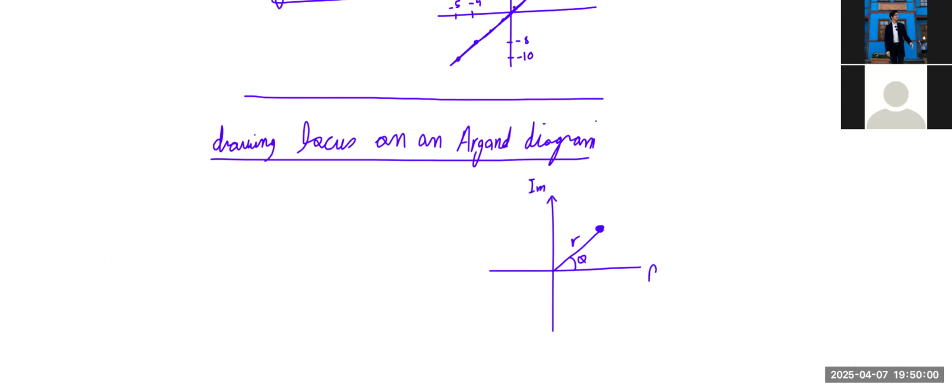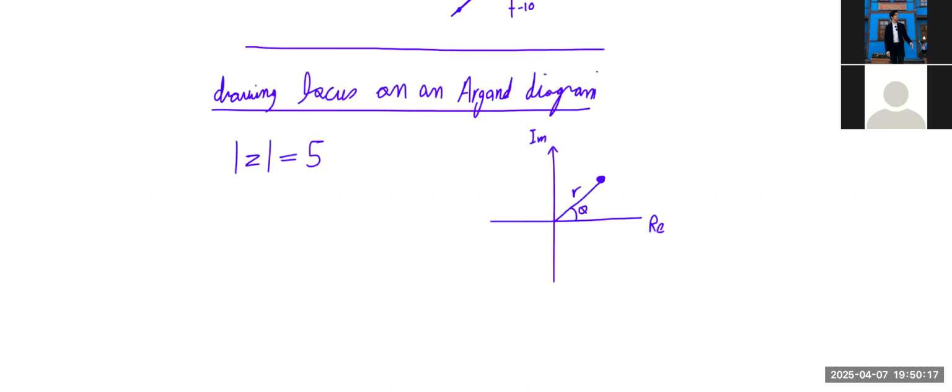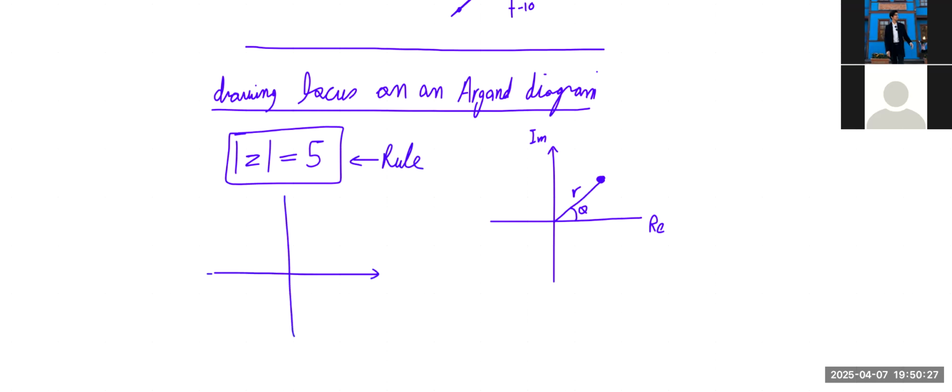However, what if I make a rule? I say that all I want is every single complex number in the universe whose modulus, whose length is 5. I want every single complex number whose length is 5. This is a rule I've set. Do you agree? Now, think about it. I haven't specified the angle of the complex number. I don't care about the angle, the argument, I mean.